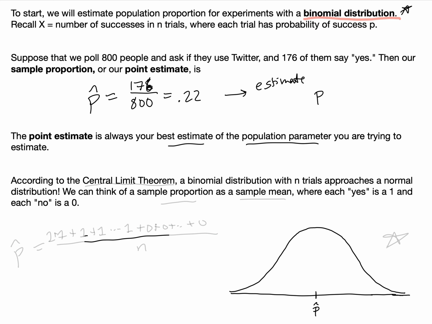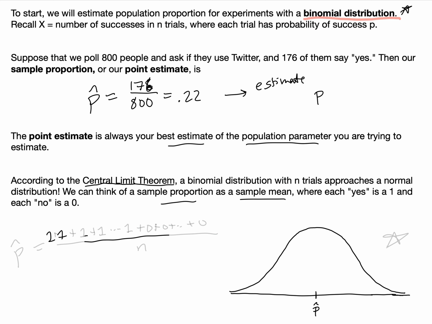So according to the central limit theorem, a binomial distribution with n trials will approach a normal distribution. Why is that true? Remember that the central limit theorem is about sample means and says that for size n at least 30, sample means for samples of size n will approach a normal distribution, or the distribution of the sample means is normally distributed. So a sample proportion we really can think of as a sample mean, where each yes is a 1 and each no is a 0.